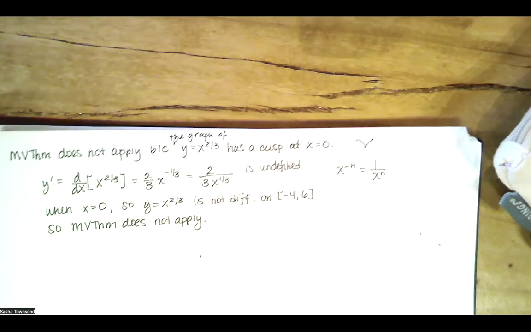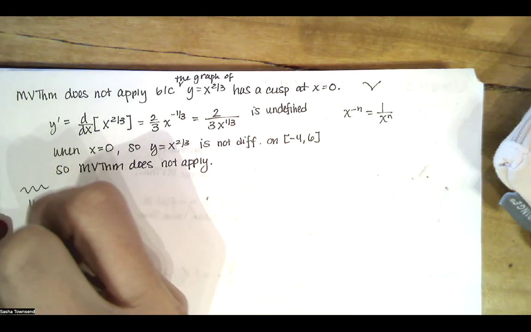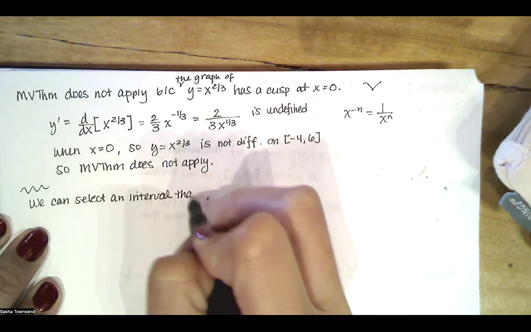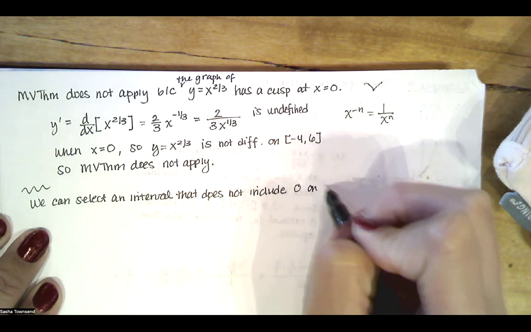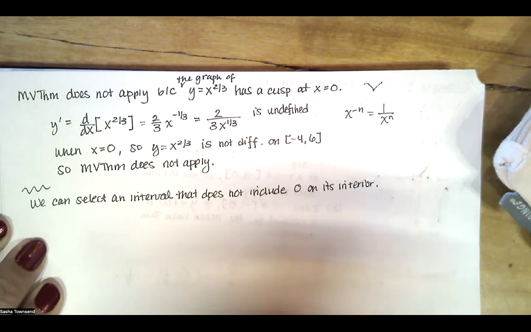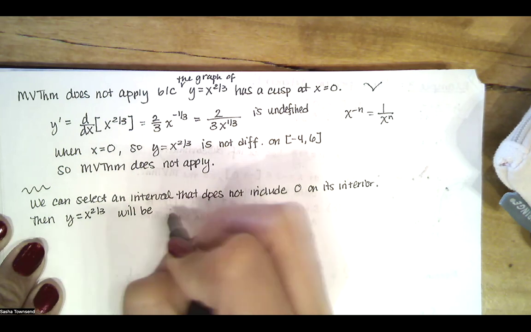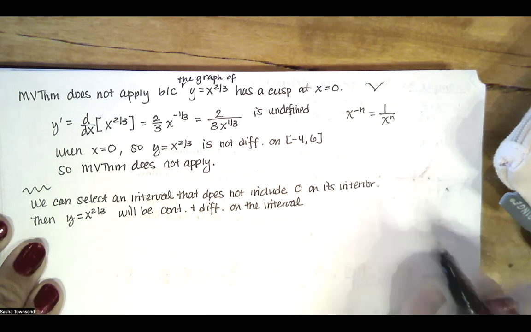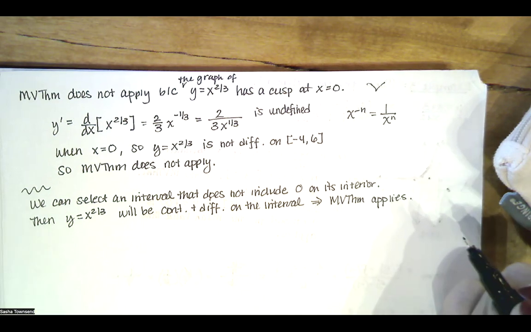So we say on an appropriate interval. Well, actually, let's answer the question first. Can we modify the problem statement so that the mean value theorem applies? Yes. We can select an interval that does not include x equals 0 on its interior. Then y equals x to the 2/3 will be continuous and differentiable on that interval, which implies that the mean value theorem applies.